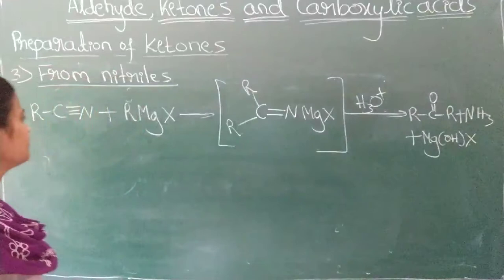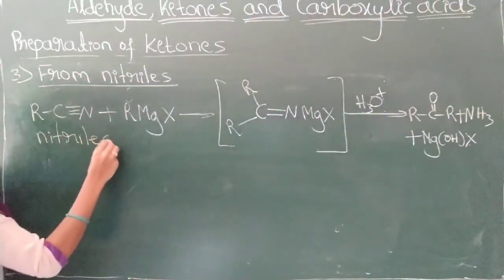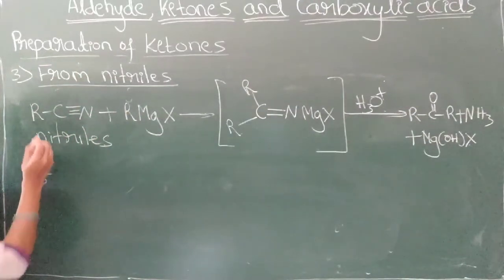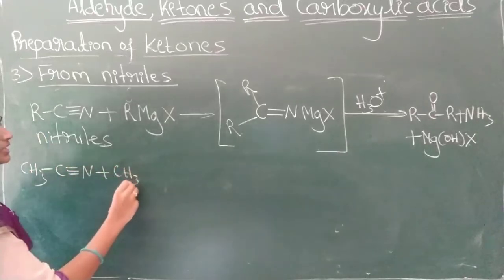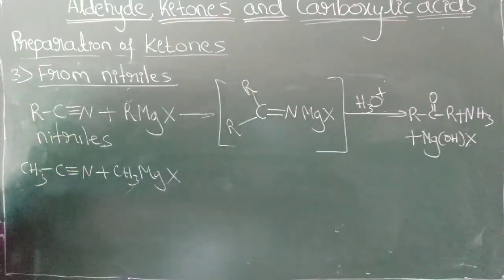This is how one can prepare ketones by using nitriles and Grignard reagent. Example: CH3 C triple bond N plus CH3MgX. Either there or here you can take the benzene ring also.